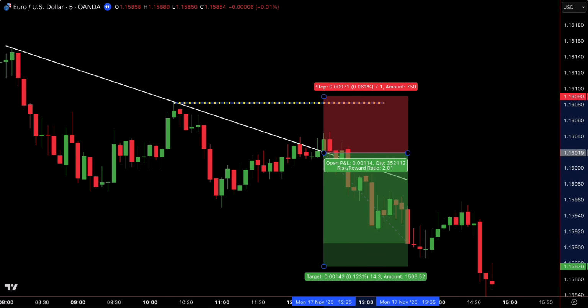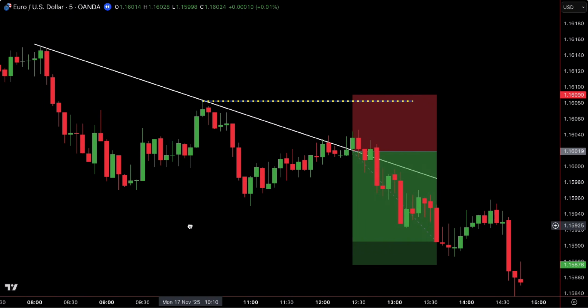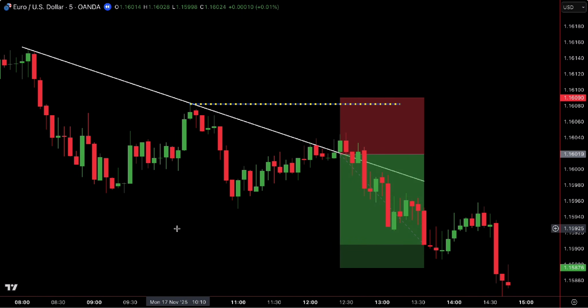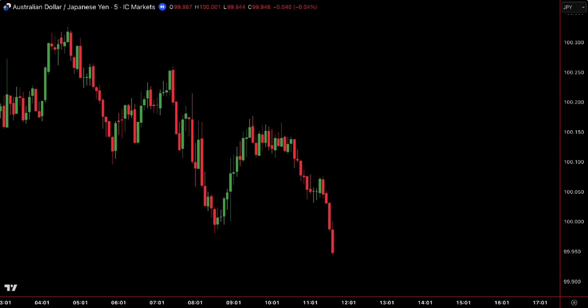Price continued moving downward and eventually reached the projected target area. This example shows how a trendline pullback, combined with a candlestick rejection and higher time frame alignment, may help traders understand market structure more clearly. Now, let's look at another chart example.